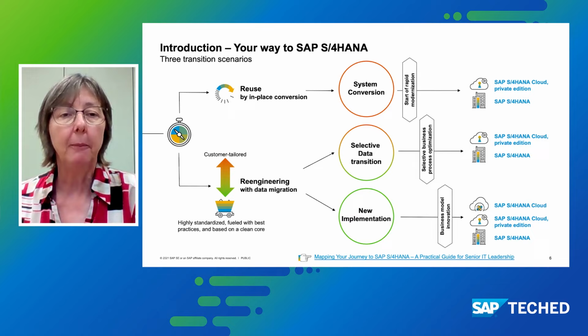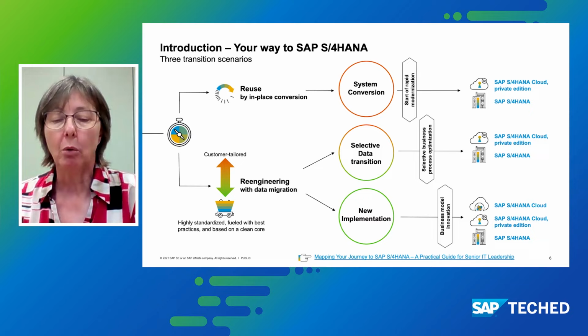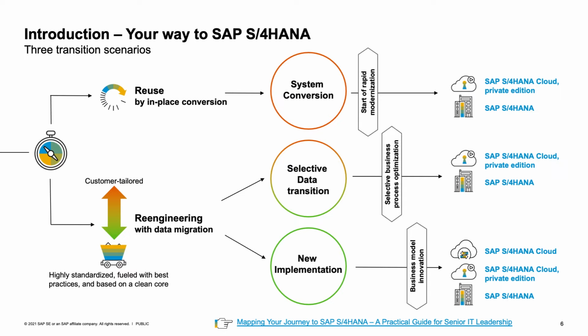And then there is the third way, which is the new implementation. Here you start from scratch with a new system. This means you can take full advantage of the new processes and innovations. You can do re-engineering. And regarding data, you only migrate what is necessary to start in a new system, such as master data, balances, open items, and so on. SAP offers best practices, and as you will see later on, migration objects which cover the usual scope. It is also possible to adjust these pre-delivered objects, and we will talk about that later.